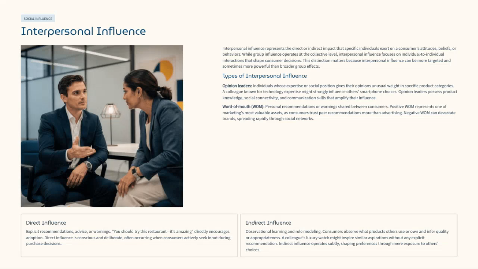Let's talk about observational learning and role modeling. Sometimes, consumers observe what products others are using or owning, and from that, they infer whether a product is high quality or appropriate for their needs. For example, seeing a colleague wear a luxury watch might inspire you to aspire to own something similar, even without anyone explicitly recommending it. This kind of indirect influence is quite subtle but powerful, as it shapes our preferences just through exposure to others' choices.